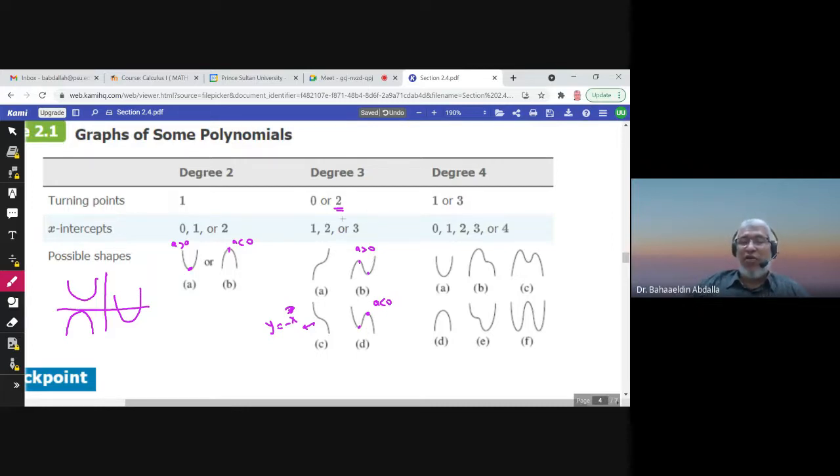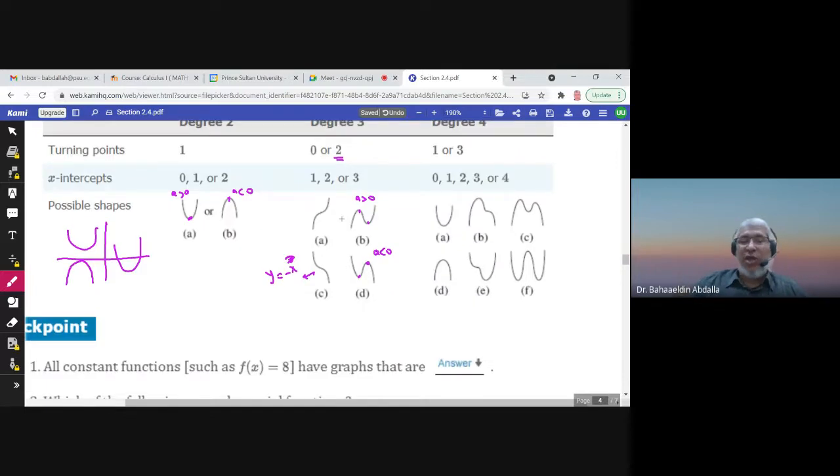So degree 3 could have 0 or 2 turning points, while for x-intercepts, I could have 1 x-intercept.